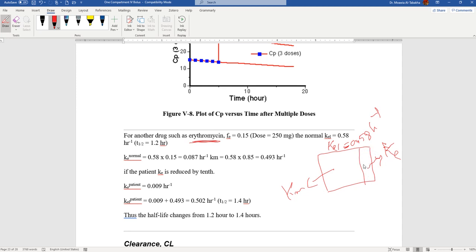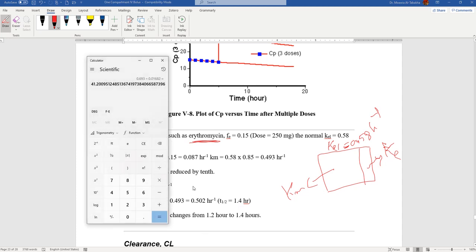See, even if you remove all of this, the effect on the total KL will not be very significant. That's why it will not affect the half-life very significantly. So if you do the same steps we did in the previous example, what will you find? You will find that the new half-life for this patient is 1.4 hours, and for a normal patient it is 1.2. It's not even double.